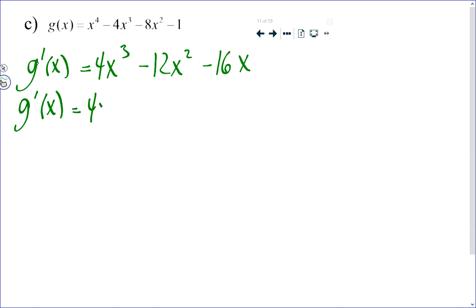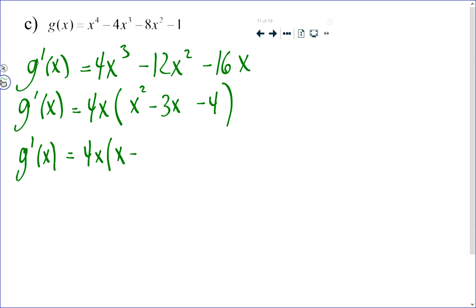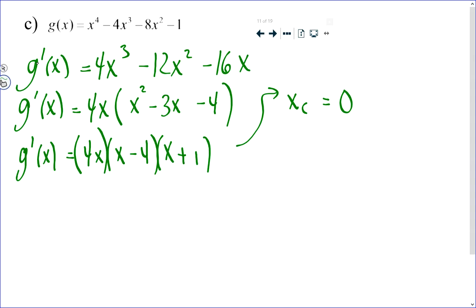I can take a 4x out and be left with x squared minus 3x minus 4. I'll double check that, and you should be doing the same thing, but I believe it looks fine, which means my derivative is 4x times x minus 4 times x plus 1 would be the complete factored form. My critical values of x would be 0. I have a factor of 4x here. We can't ignore that. That gives me a critical value of x of 0, 4, and negative 1.